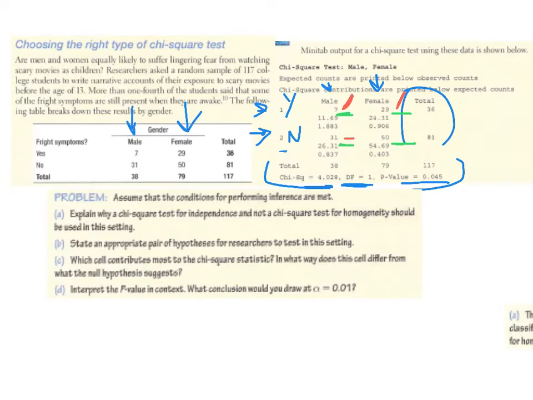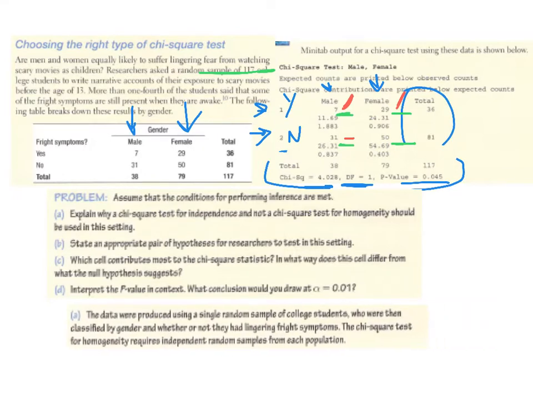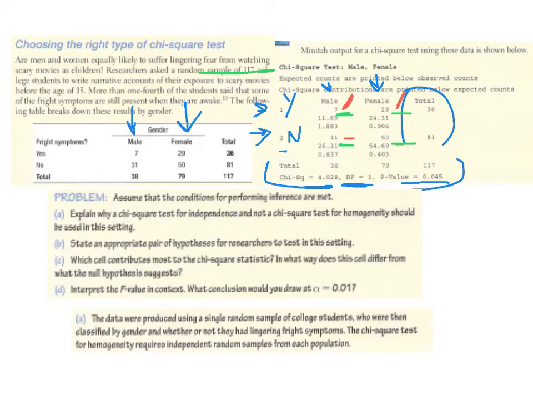So part A of the problem asks you to explain why a chi-square test for independence and not a chi-square test for homogeneity should be used in this setting. If you think back to what we said before, where did the data come from? Well, the data came from one random sample of 117 college students, and that one sample was broken into two categorical variables, gender and fright symptoms. So your official answer here: the data were produced using a single random sample of college students who were then classified by gender and whether or not they had lingering fright symptoms.